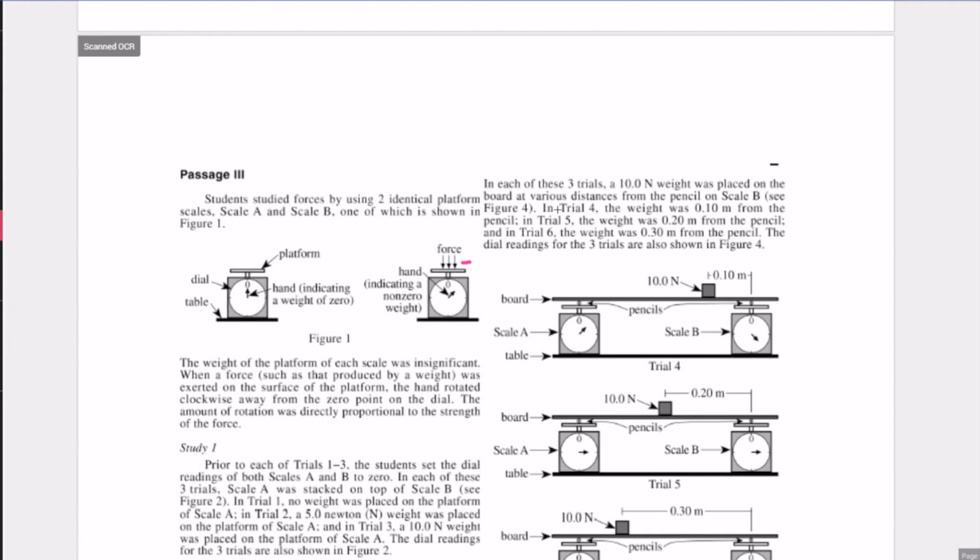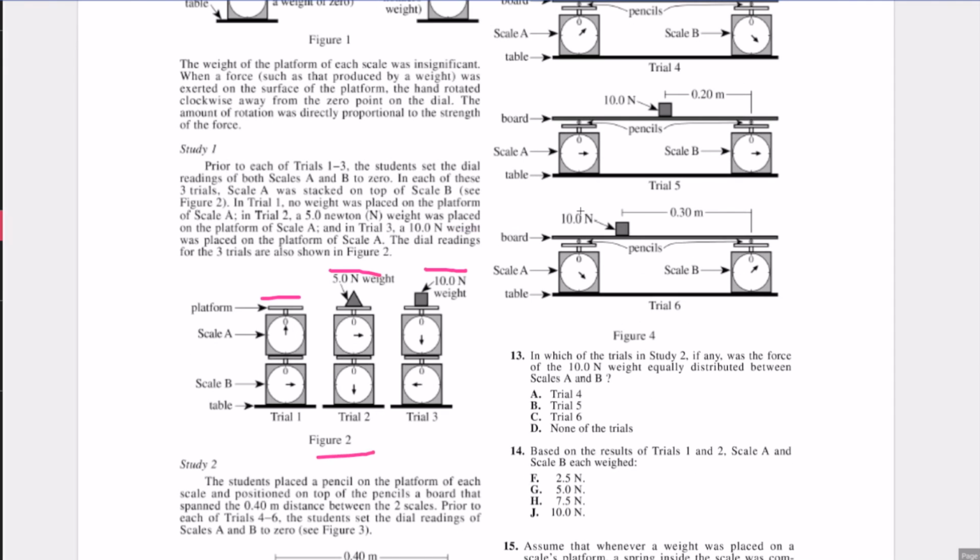So let's look at our results. In each of the trials, a 10 Newton weight was placed on the board at various distances from the pencil on scale B, so right away over here. In trial 4, the weight was 0.1 meters from the pencil. In 5, it was 0.2 meters, and in trial 6, it was 0.3 meters away. So if we look, we have a change here. First, it starts with not a lot of change on this side because the block is really close, so this is a bigger change. And then it looks about 50-50. And then for this last trial, it looks like there's a lot more weight here, which makes sense, right? The block is closer to that scale.